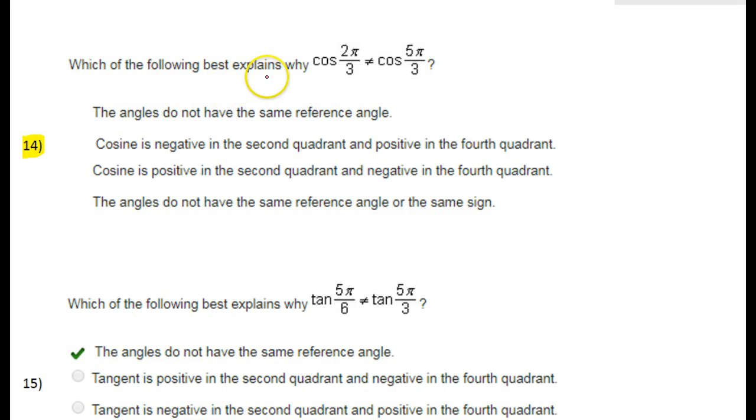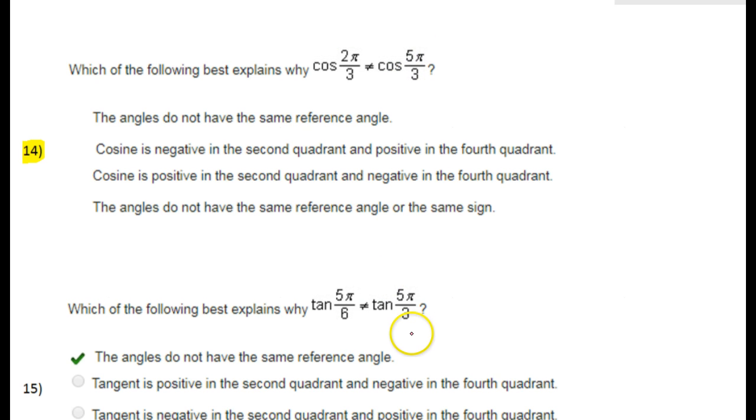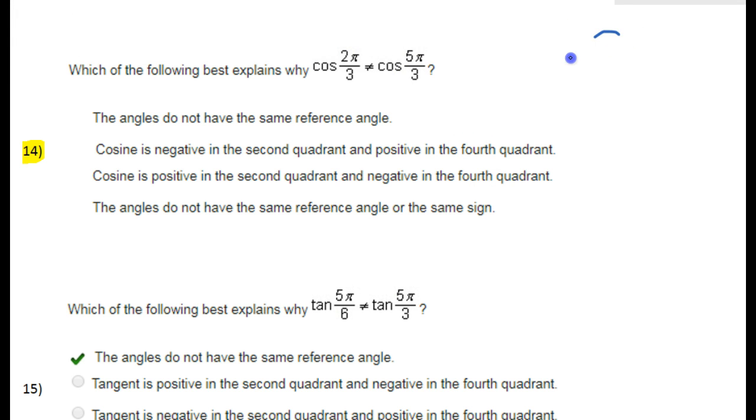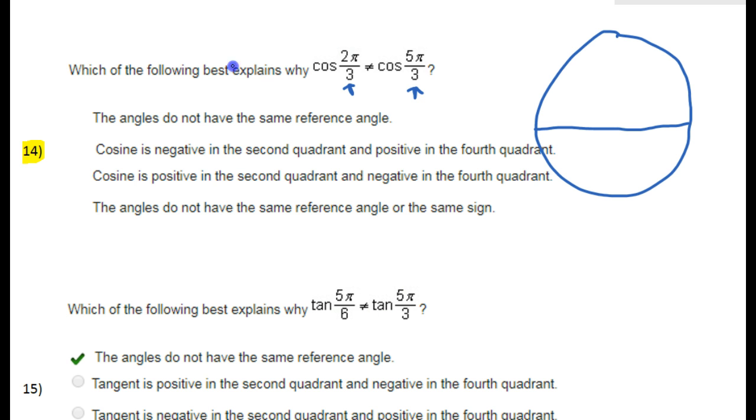Which of the following best explains why the cosine of 2 pi over 3 does not equal the cosine of 5 pi over 3? Well, let's draw a couple of pictures. So here's a unit circle. Now the reference angle of both of these is going to be pi over 3. Anytime you see a denominator of 3, you know that the reference angle is pi over 3. Alright, let's start with that.